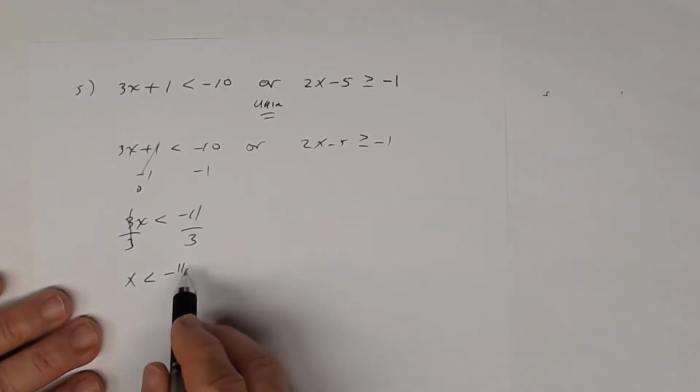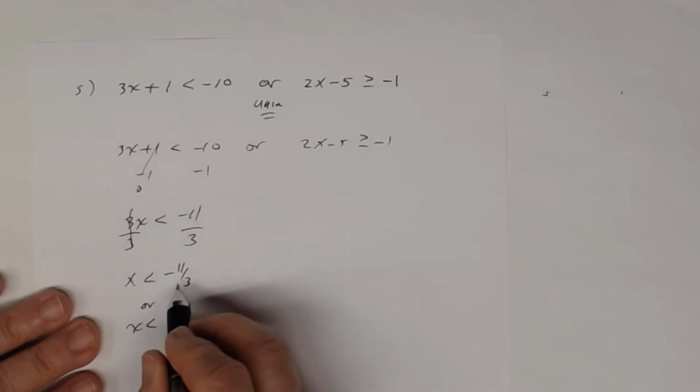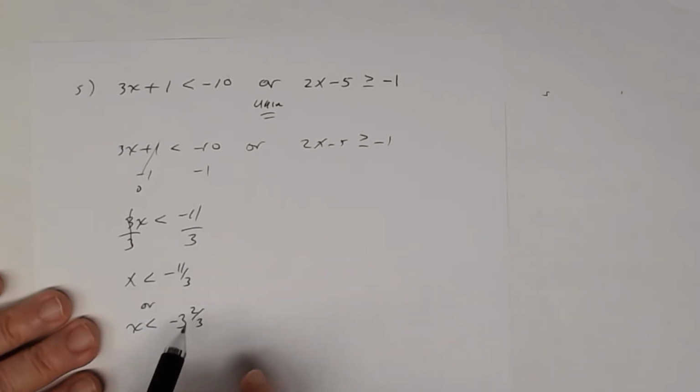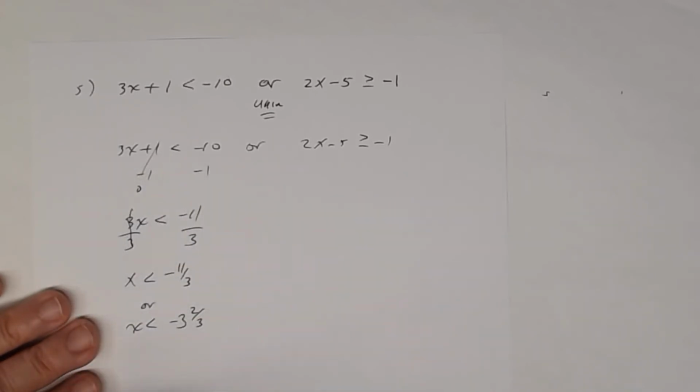All right. Now, if I want to rewrite this as a mixed number, I could. So I could say x is less than, 3 divided into 11 is 3, right? So I get -3 and 2/3. 3 times 3 is 9, 9 plus 2 is 11. All right. So this and this are the same thing. I did not mean to end up with a fraction, but since I wrote it like this, I'll just leave it.